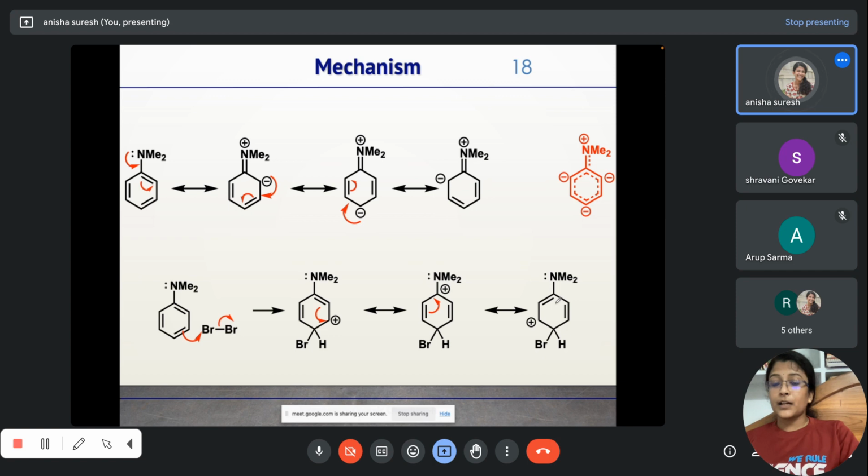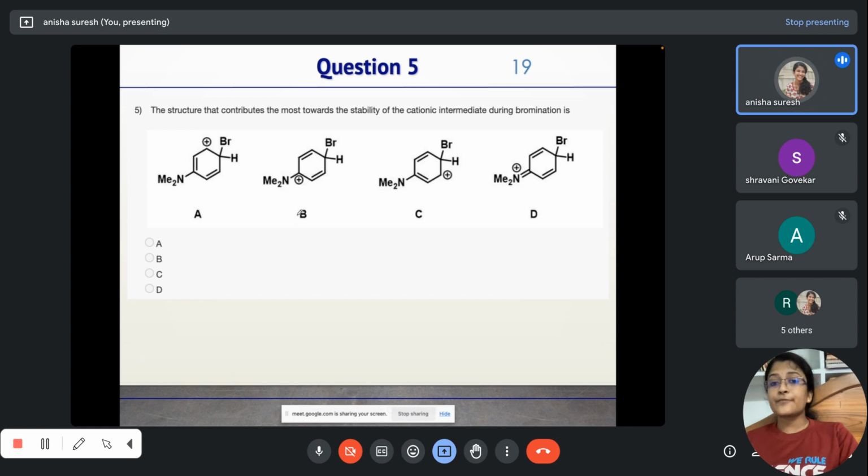So in the case where there is a possibility for an electron pair to come into conjugation with the aromatic system, it will undergo that conjugation. So here the positive charge will be present on the nitrogen, like NMe2 plus. So the correct option out of these four will be option D, where this lone pair of electrons on this NMe2 will be involved, and the double bond will be going and attacking at the para position.